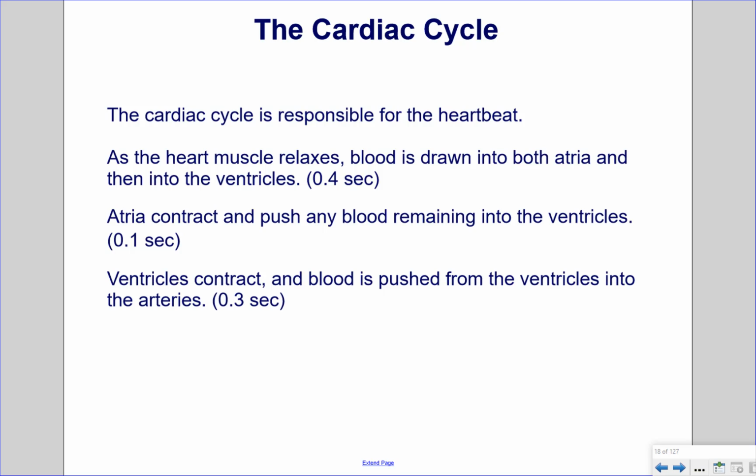The cardiac cycle. The cardiac cycle is responsible for the heartbeat. As the heart muscle relaxes, blood is drawn into both atria and then into the ventricles. This lasts about 0.4 seconds. Atria contract and push any blood remaining into the ventricles. This lasts about 1/10 of a second. Ventricles contract, and blood is pushed from the ventricles into the arteries. This lasts about 0.3 seconds.